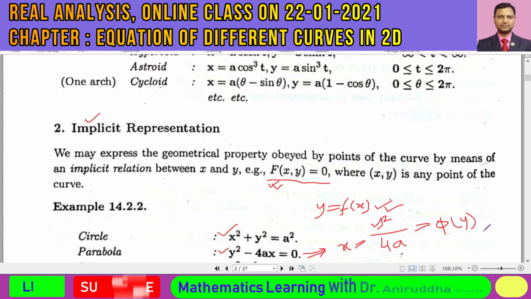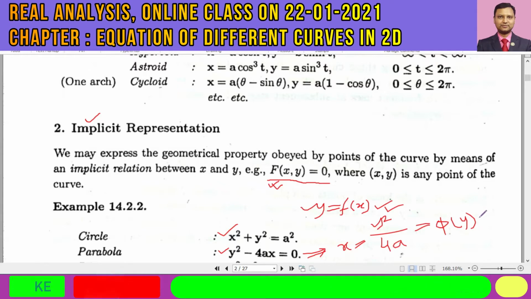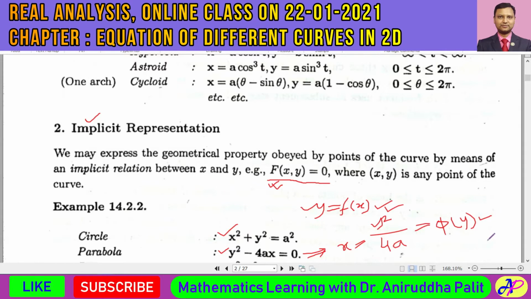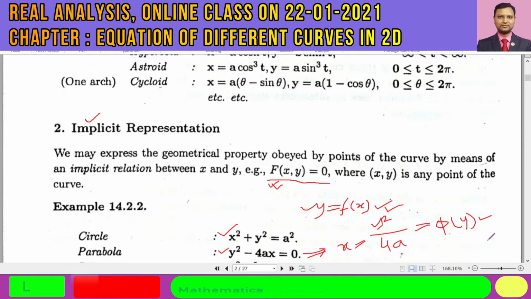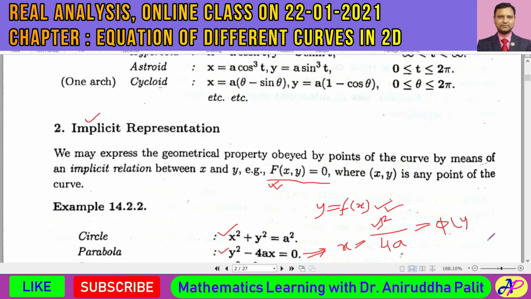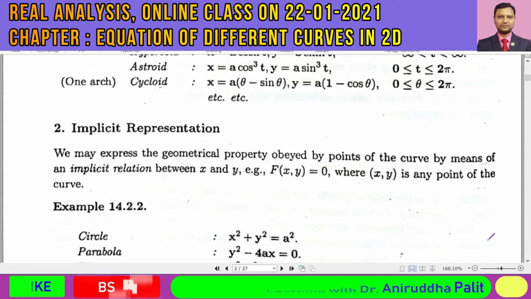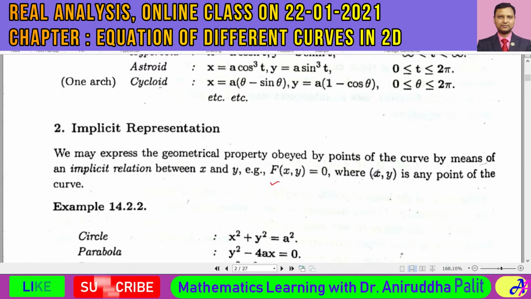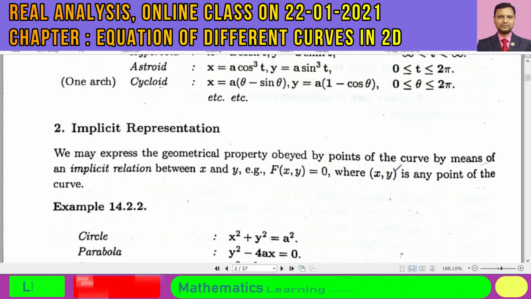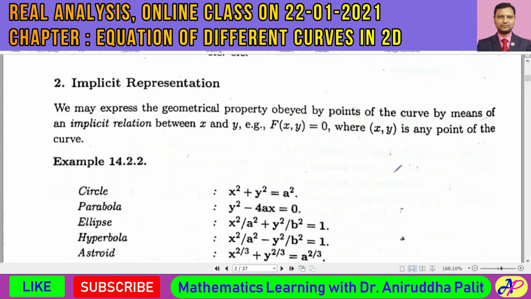Whenever the function is represented either in the form y is equal to f of x or x is equal to phi of y, then only the representation is called explicit representation, and most of the time it is not always possible. That's why we study this kind of implicit representation of a function, or implicit form of a function. No harm is there in studying a function in its implicit form.